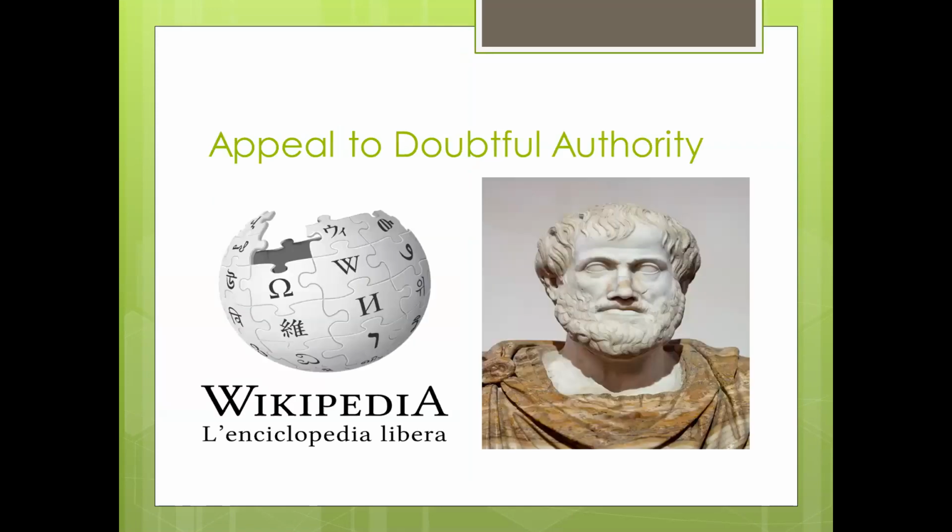Appeal to a doubtful authority, right? This is a pretty obvious one. When you appeal to an authority, you want to make sure that it's accurate and believable. So I've used two contrasting examples. Would you appeal to Wikipedia or would you appeal to Aristotle? Someone who's been quoted for centuries, whose logic is fairly timeless. Or, you could always rely on Wikipedia, which is rife with folk knowledge, and therefore may not be the best initial source to turn to.